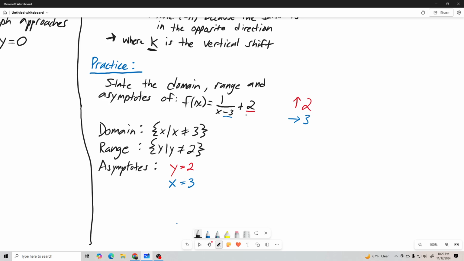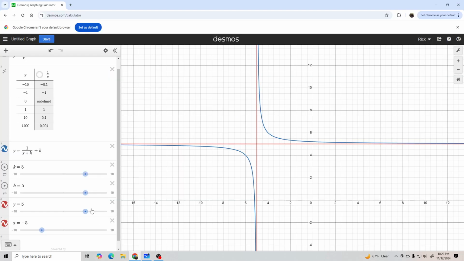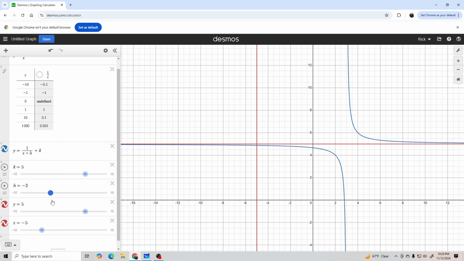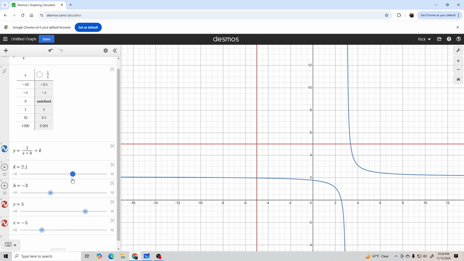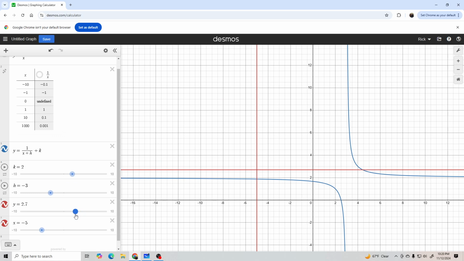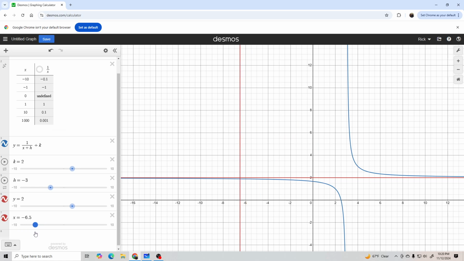So now we're going to use Desmos, of course, to look at our work. Remember, this is 1 over x minus 3 plus 2. So 1 over x minus 3, so h we're going to make -3, and then k we're going to make plus 2. And we said that the asymptote should be y equals 2, and that our x asymptote should be at 3.